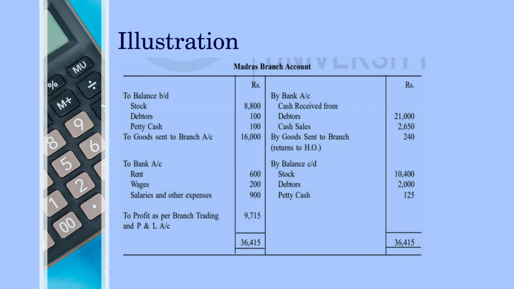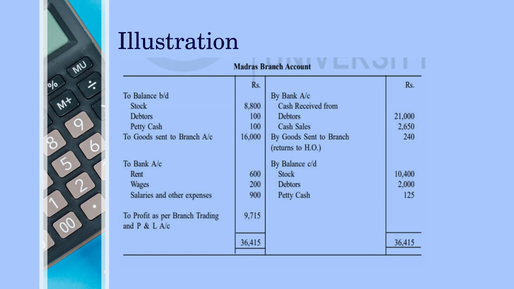Then by goods sent to branch, return to head office 240. It was 3,000. Goods sent to branch, return to head office, it was 300. Goods returned 300 rupees. Out of 300, 1/5 is the loading amount, that is 60. If we subtract 60 out of 300, it comes to 240.